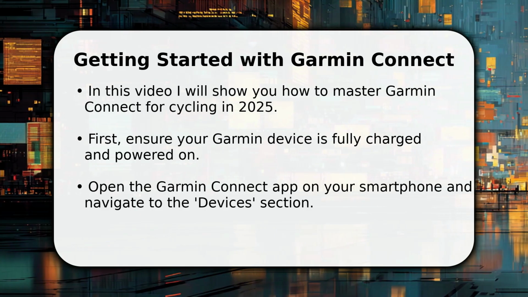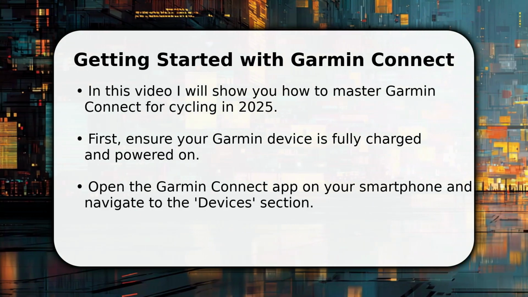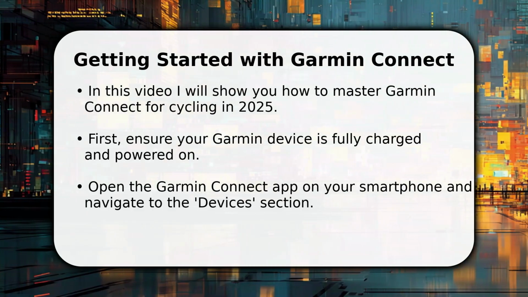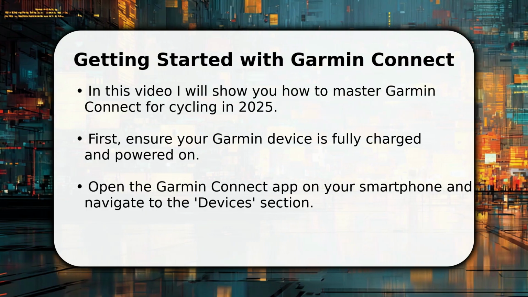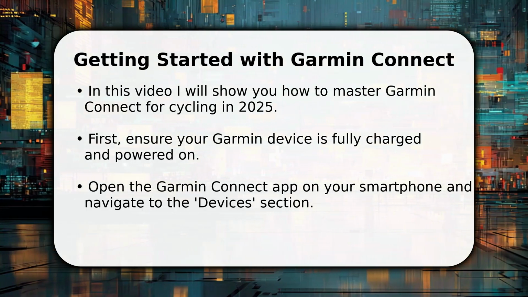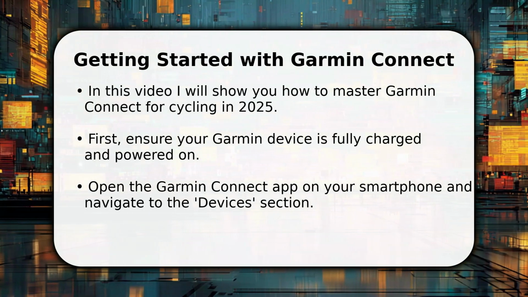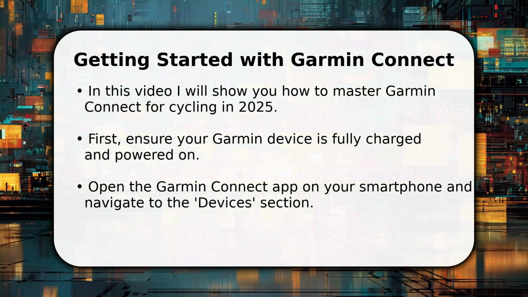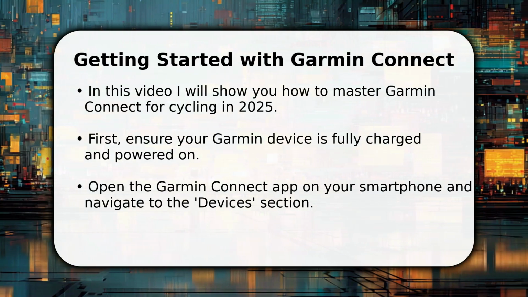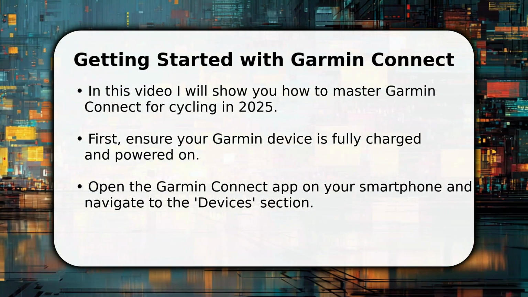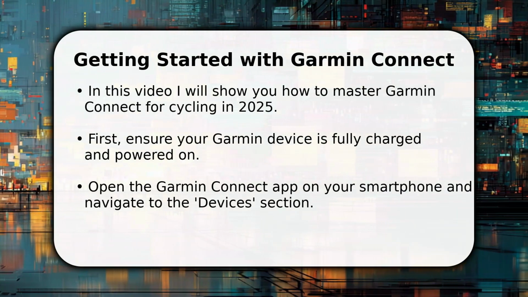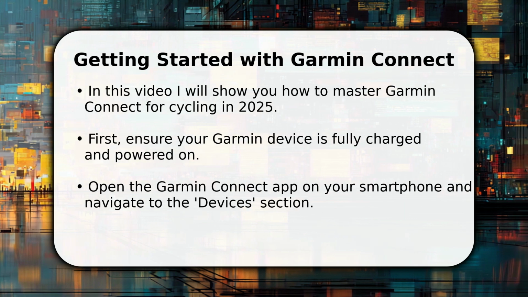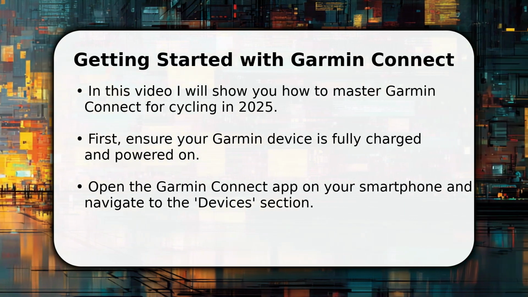In this video, I will show you how to master Garmin Connect for cycling in 2025, starting right away with device setup. Once your Garmin cycling computer or smartwatch is fully charged and powered on, simply open the Garmin Connect app on your smartphone. Navigate directly to the Devices section, usually found under More or a dedicated icon. From there, follow the clear, step-by-step instructions to effortlessly pair your new cycling device. This initial pairing ensures all your ride data automatically syncs for a seamless experience.